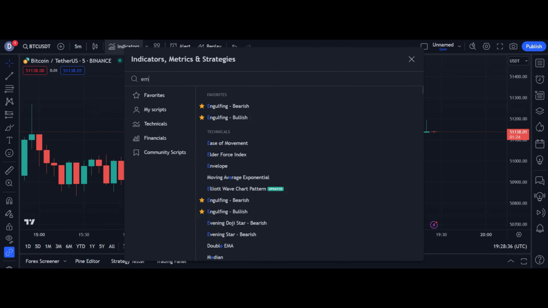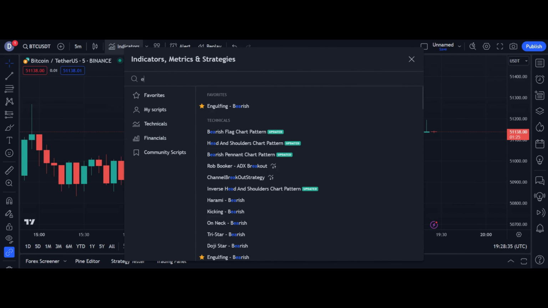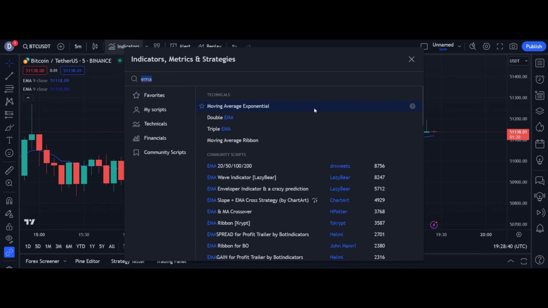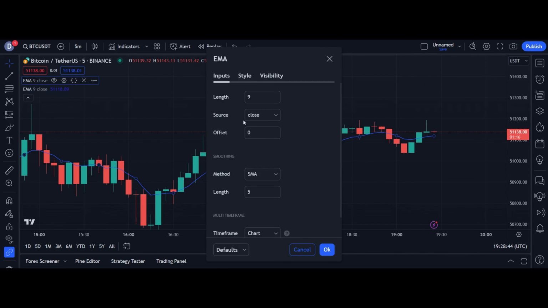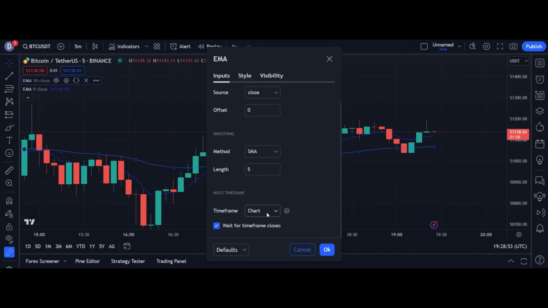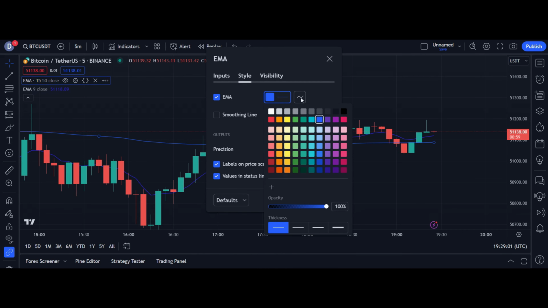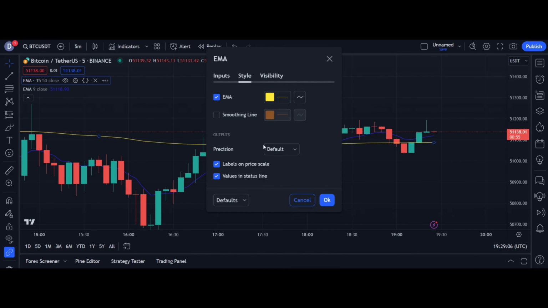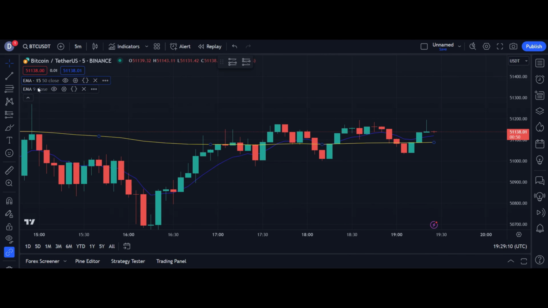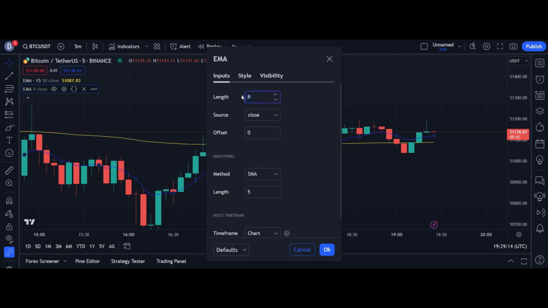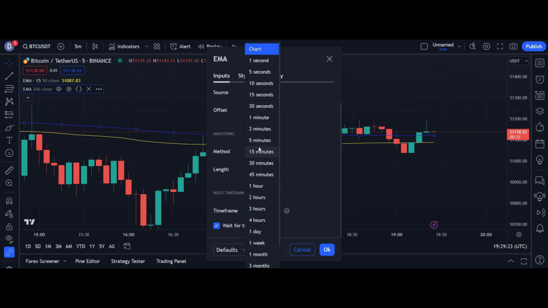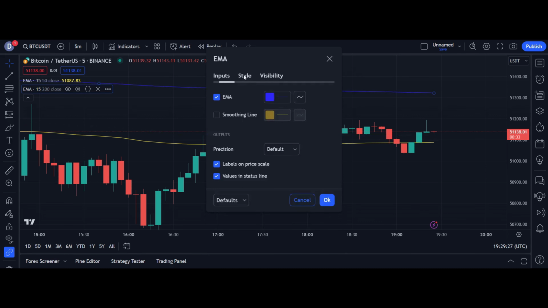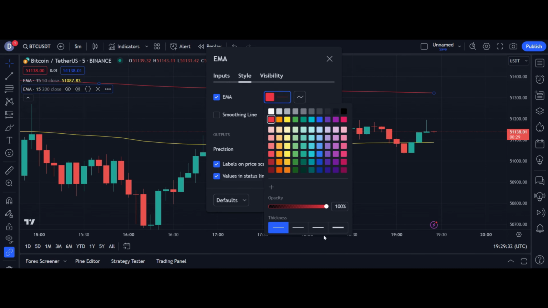Exponential moving average, which we will add twice. We will set the parameters for the first one with a length of 50 and also change the chart to a 15-minute time frame. Then we will slightly adjust the style for better visibility. Subsequently, we will set up the second exponential moving average with a length of 200 and also change the time frame to 15 minutes, followed by adjusting the style for better visibility as well.